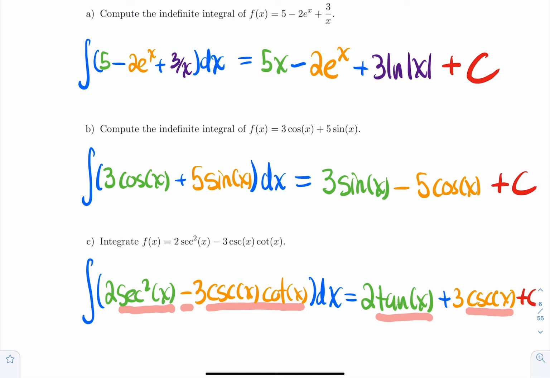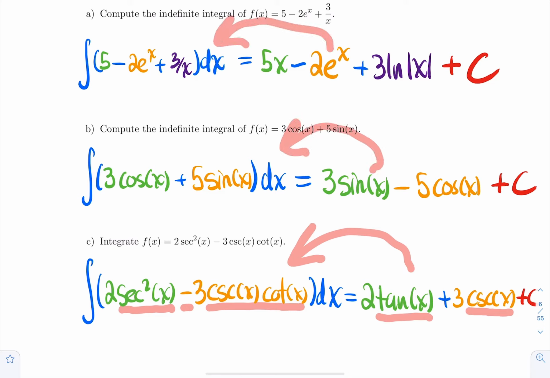And when you're not sure, especially with sine, always think about these questions the other way. Take your answer, compute its derivative. You're going to get, if it's done correctly, the integrand, the equation in your integral.